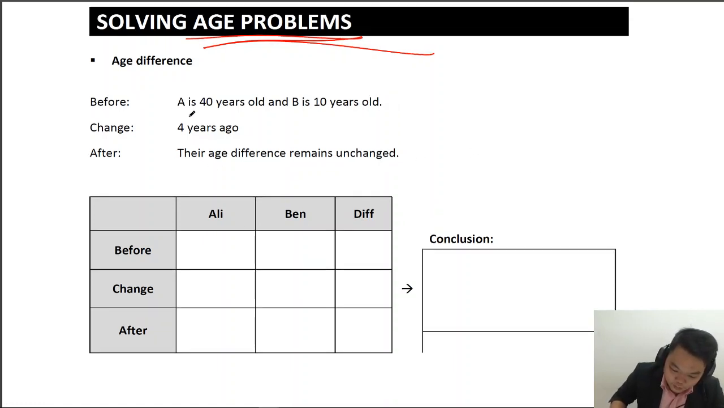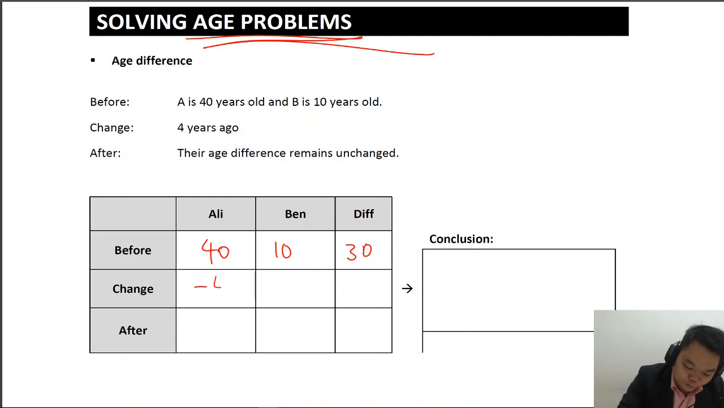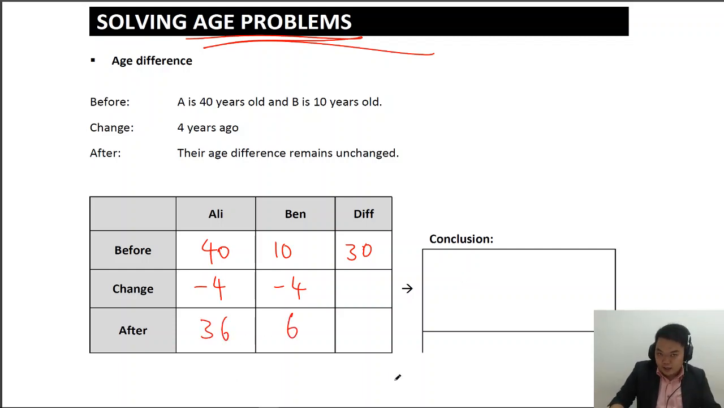So let's take a look at this. Let's say that A is 40 years old and B is 10 years old. The age difference between them was 30. 4 years ago means that both of them would have to go back in time by 4 years. So Ali is going to be 36 years old, Ben is going to be 6 years old. Their age difference is still going to be 30 years old.